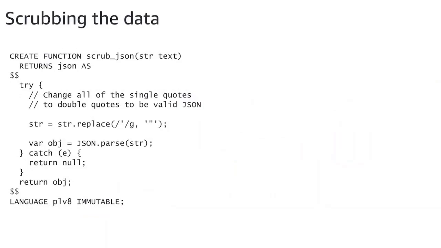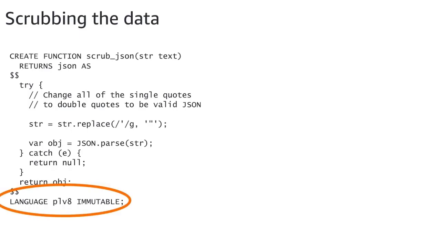So the scrub JSON function takes a text string and returns a JSON record. Now, let's assume our partner didn't really understand JSON, so they use single quotes around all the elements when they should have used double quotes, and that's not valid JSON. So in this function, we're able to replace the single quotes with double quotes. And then we'll parse that JSON, and if there's some sort of error, we'll catch that and return null.